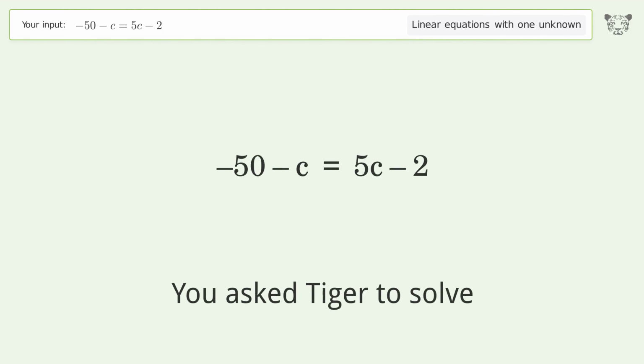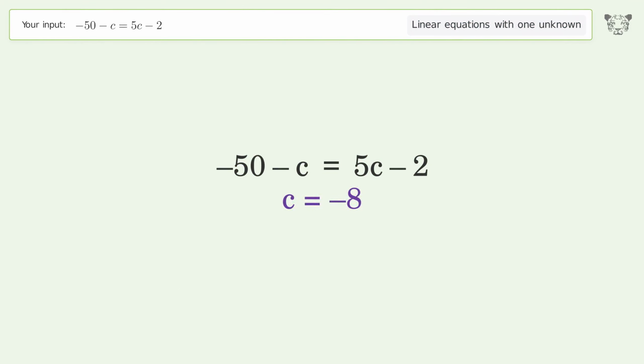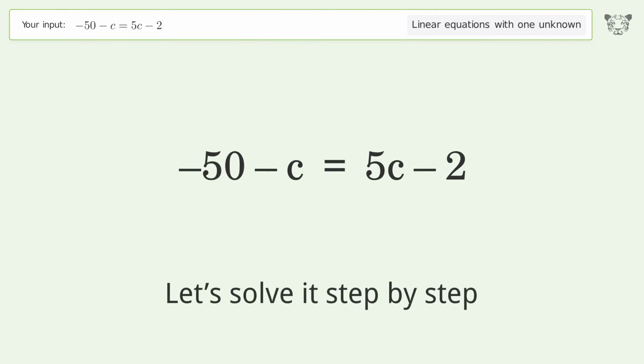You ask Tiger to solve. This deals with linear equations with one unknown. The final result is c equals -8. Let's solve it step by step.